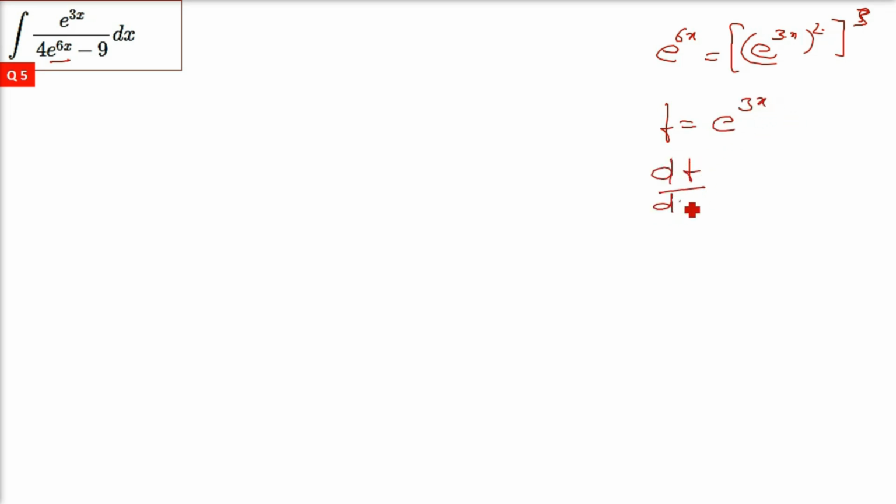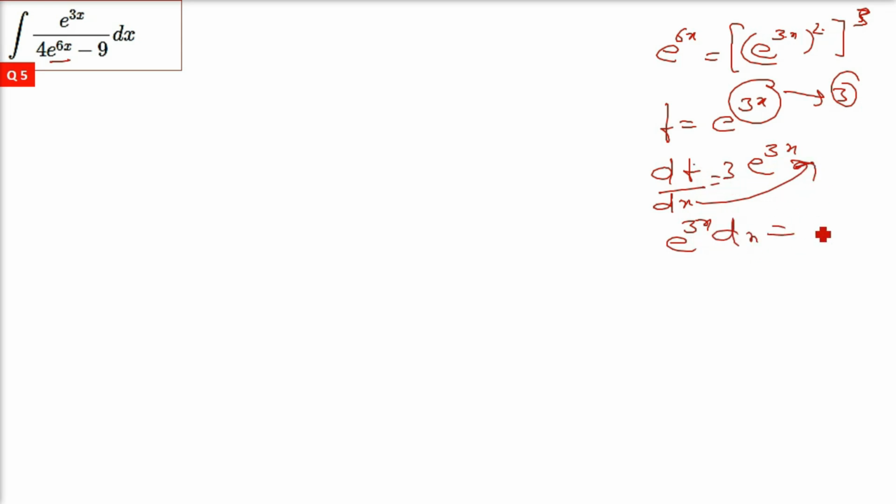When you differentiate this t, dt by dx will give you e raised 3x. The differentiation of 3x will be 3, so 3 into e raised 3x will come. So e raised 3x dx will be dt by 3. So dt by 3 will be e raised 3x into dx. Now this whole e raised 3x dx will be dt by 3. So integration will be like this: e raised 3x dx will be dt by 3, so 1 by 3 comes here.